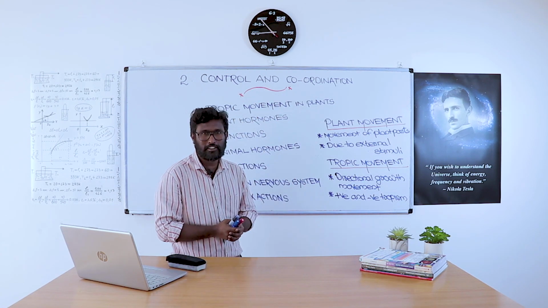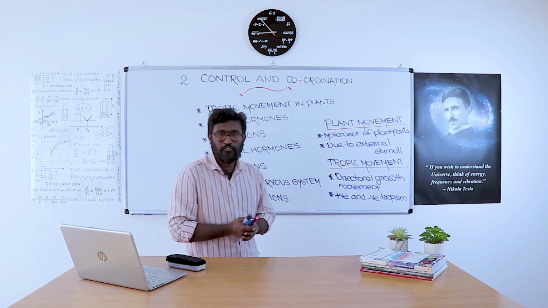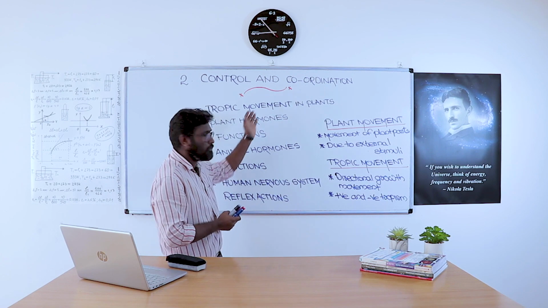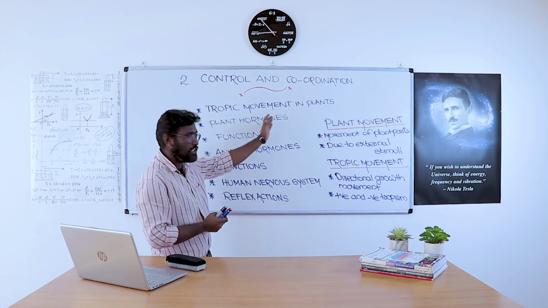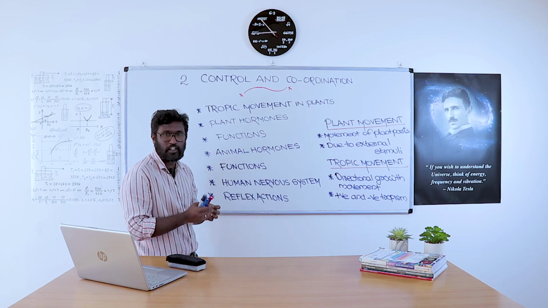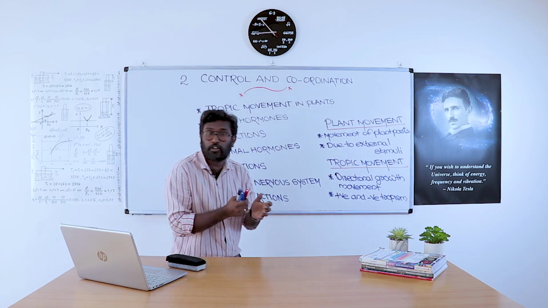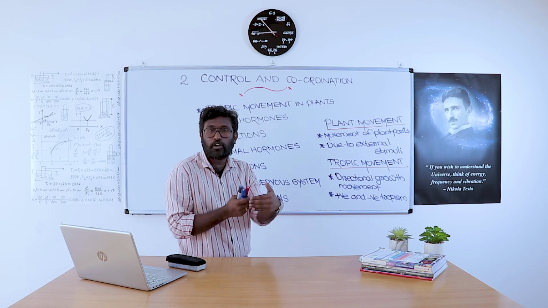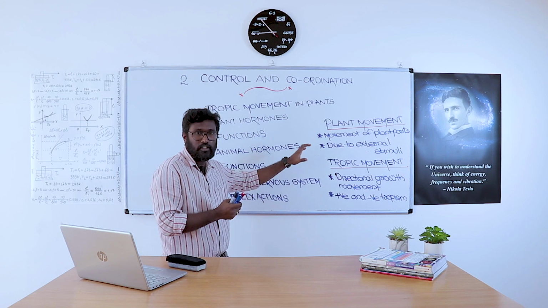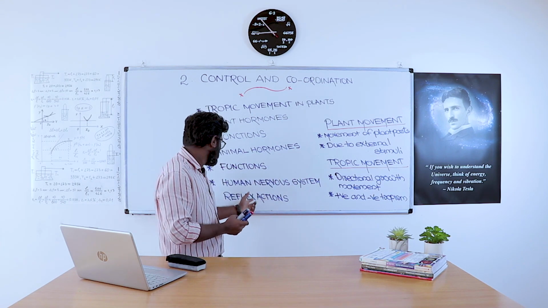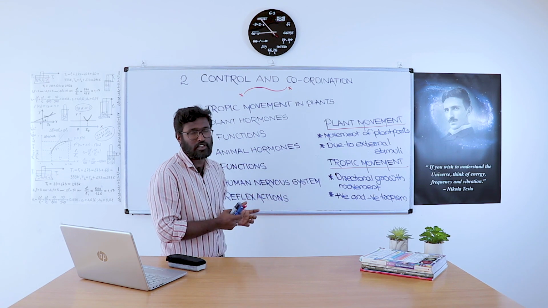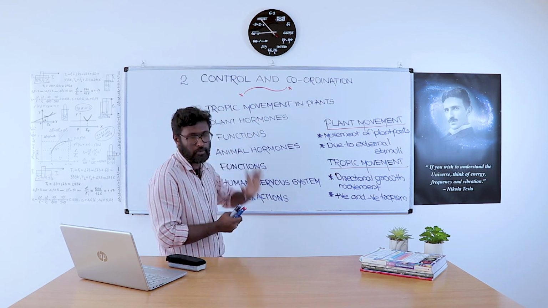Control and coordination. In this chapter, we want to discuss the topics: tropic movements in plants, plant hormones and their functions, then animal hormones and their functions, then the human nervous system. It's an important topic, and there will be a lot of questions regarding this chapter in the board exam. Finally, reflex action. All are important topics regarding this chapter. We want to discuss all the topics.